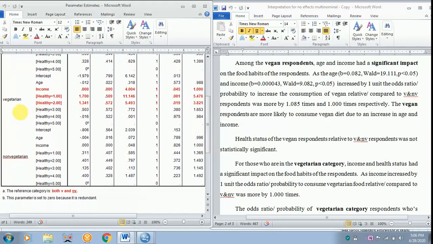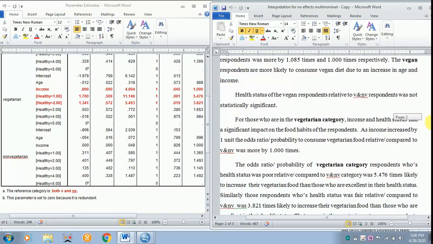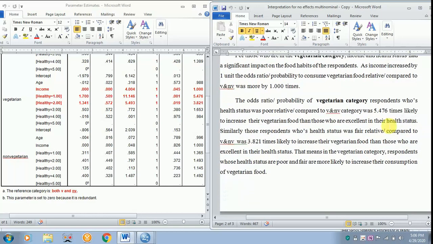Now next we are going to the vegetarian category. So for those who are in the vegetarian category, income and health had a significant impact on the food habits of the respondents. As income increased by 1 unit, the probability or odds ratio to consume a vegetarian diet increases by 1 time. That is how you have to write. Now next one is the health part. You have to carefully explain this particular part.